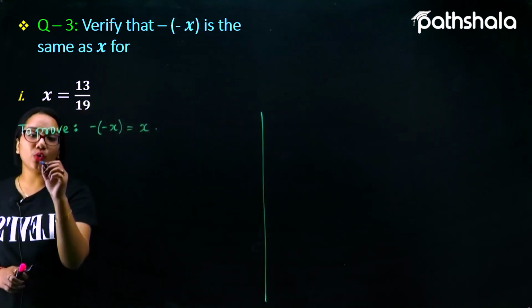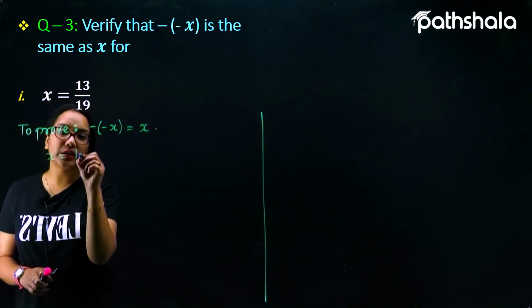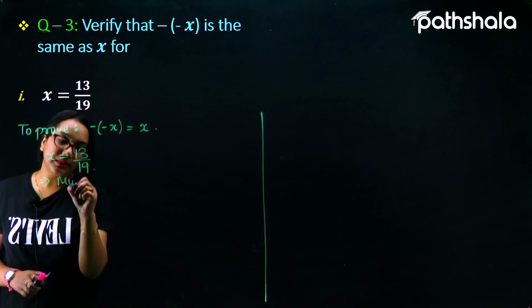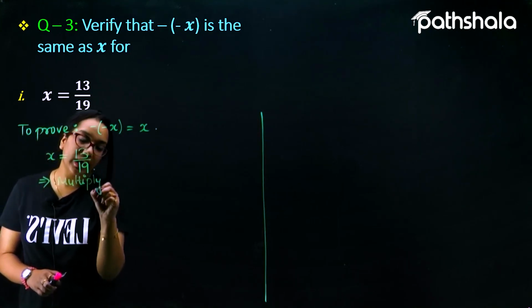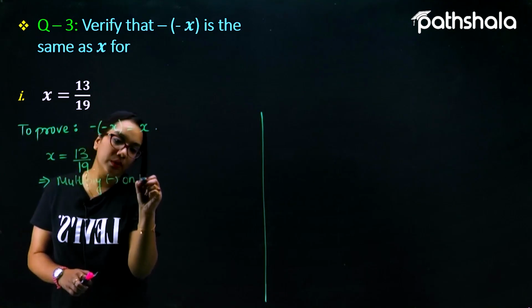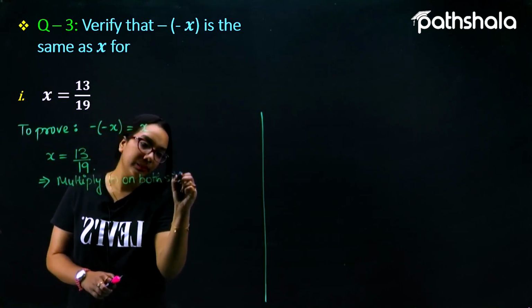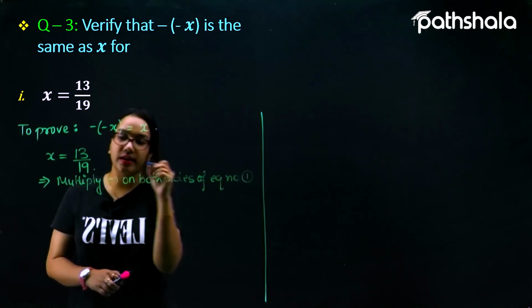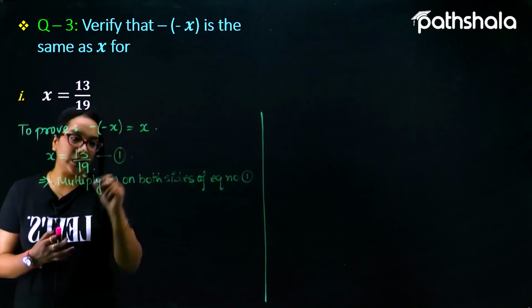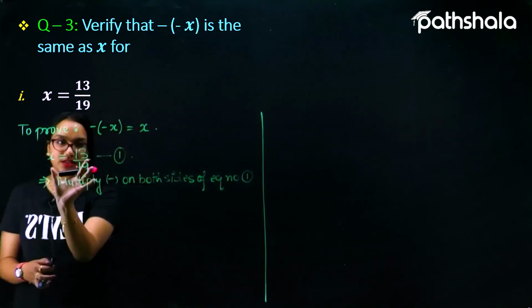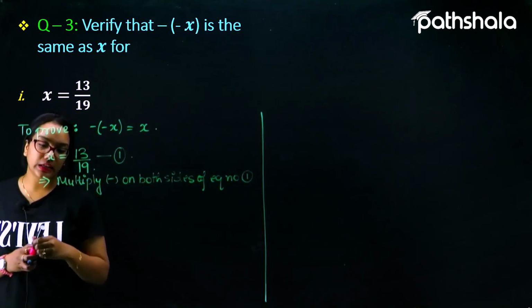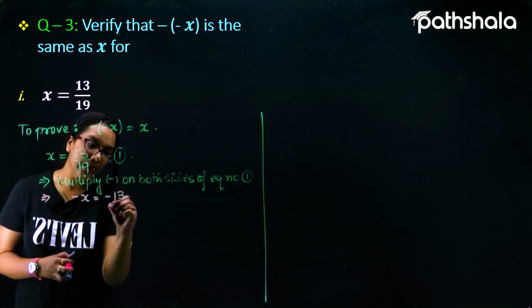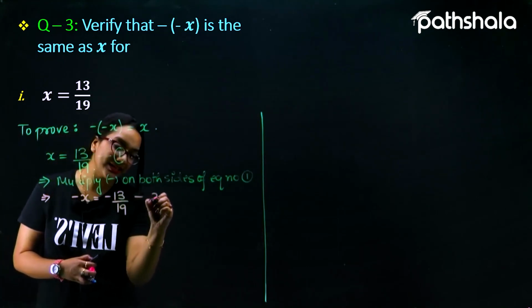So first of all, we know that as per the question, the value of x is nothing but 13 by 19. If we multiply negative on both sides of equation number 1, let us suppose I'm calling it equation number 1, what we will get is negative of x, which is equal to negative of 13 by 19. Let us call it equation number 2.